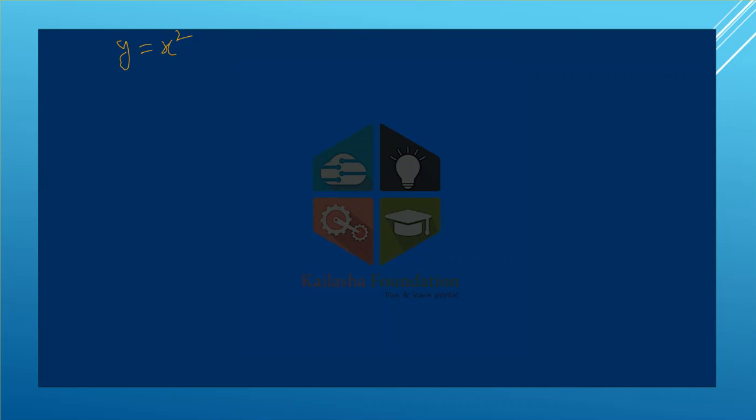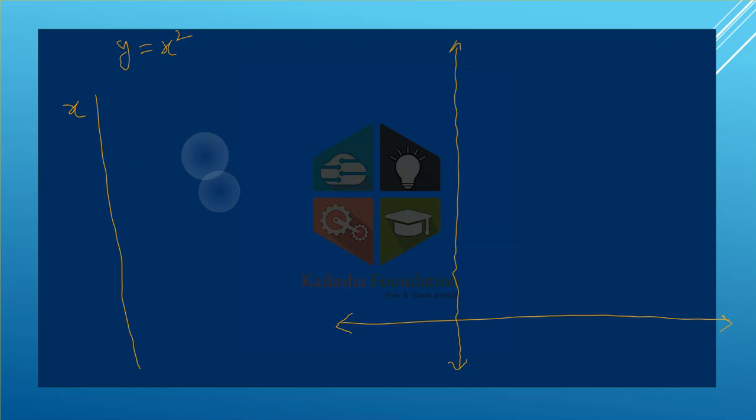When there are two variables, listen carefully, the graph will be in one plane. It will be two dimensional. When there are two variables, the graph will be two dimensional. Basically it will be planar. X and y, there are two variables, so x and y axes need to be drawn.